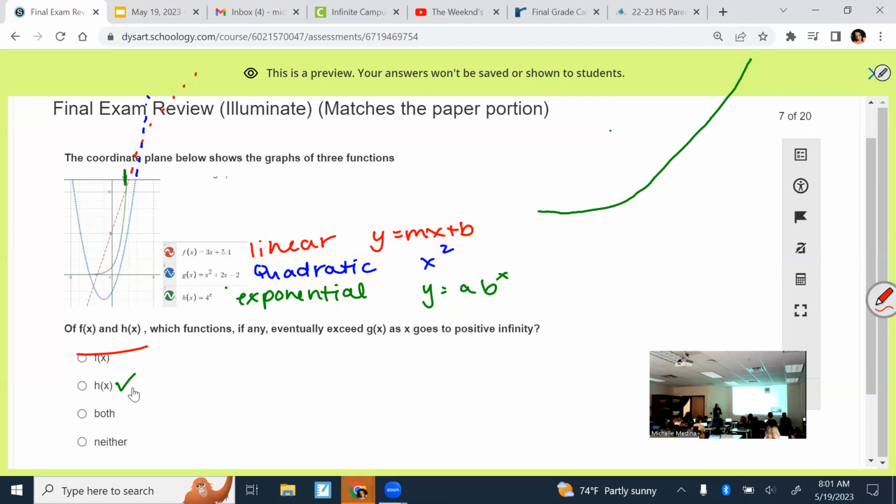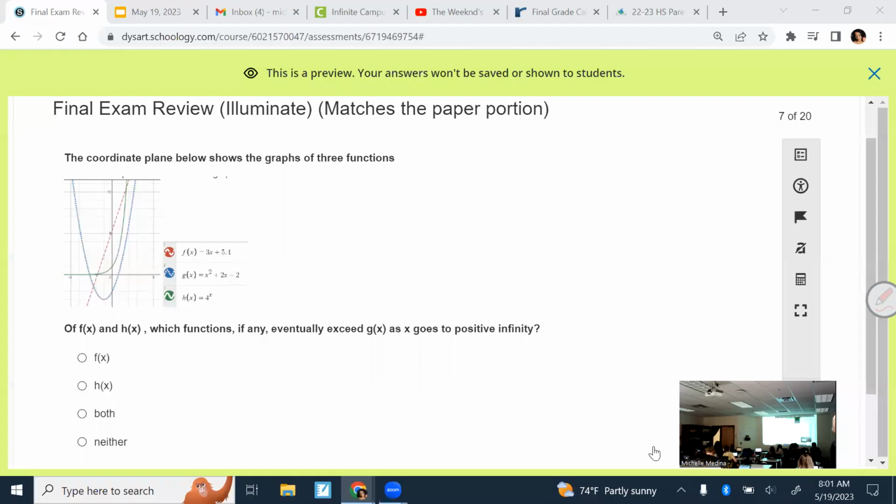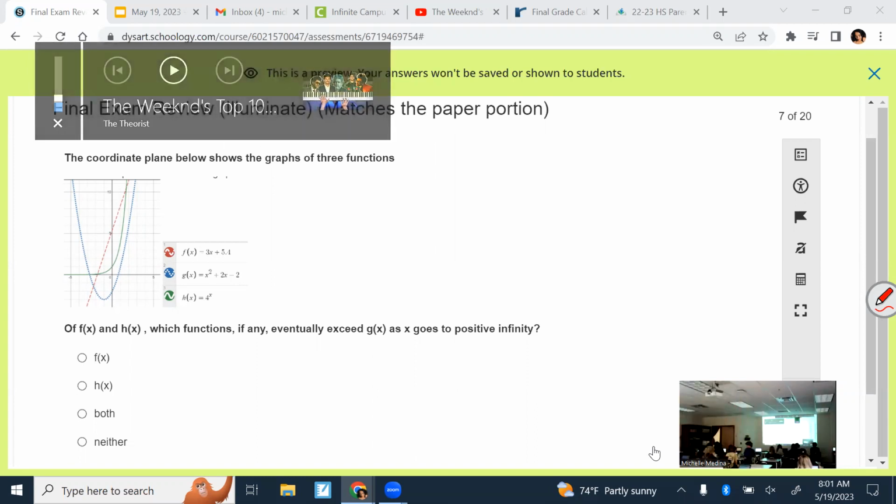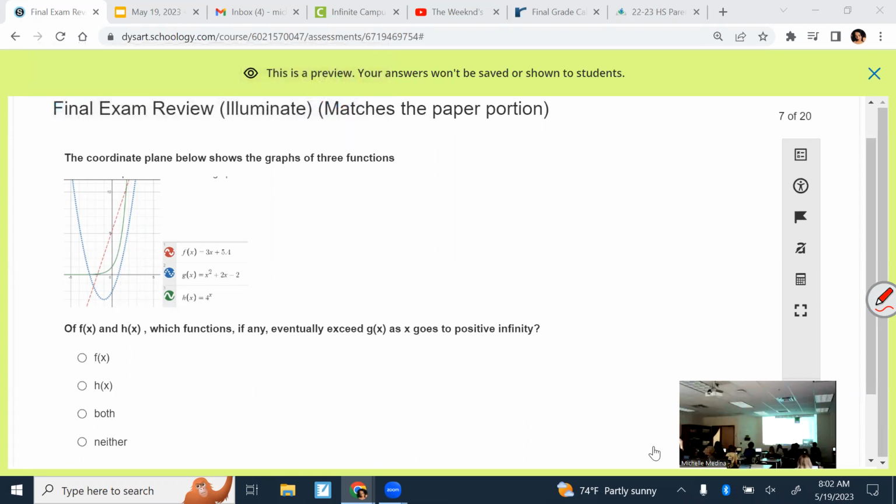Has anyone turned it in yet? Do we know what the real answer is for that one? Okay, let me take a peek at my answer key. I know that given enough time, exponentials will always exceed quadratics and linear functions. All right, really, if it has you plugging anything in, then you should check. But if you're just being asked which one will eventually exceed the others, exponentials always do. So questions on this one?